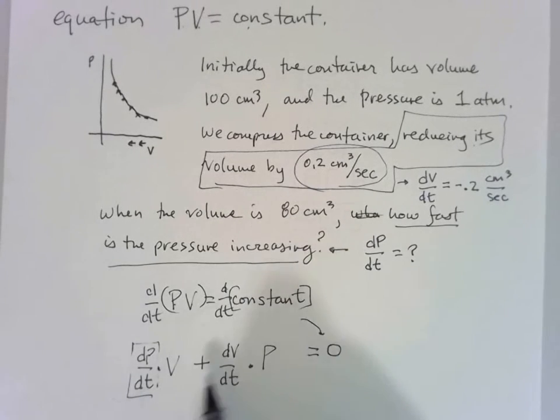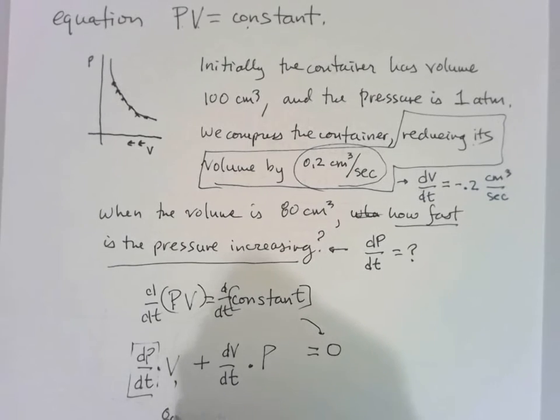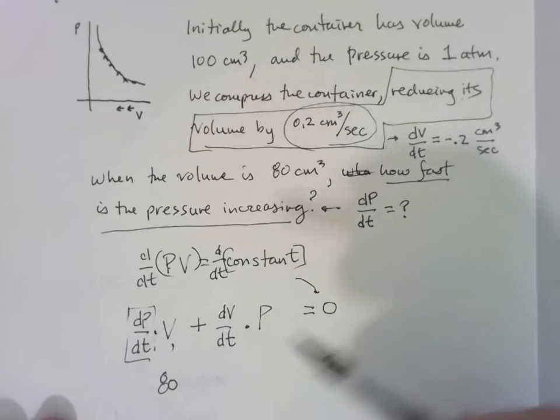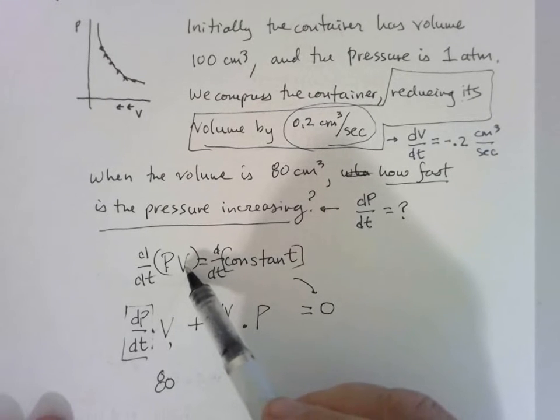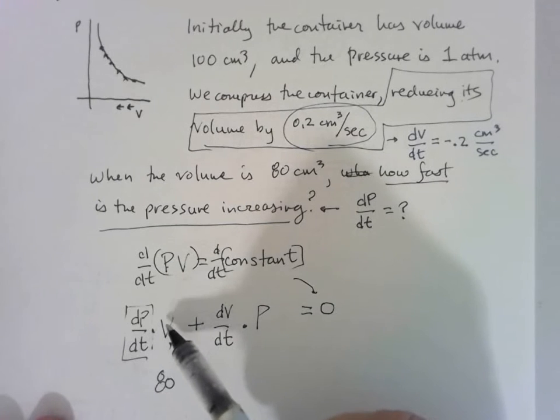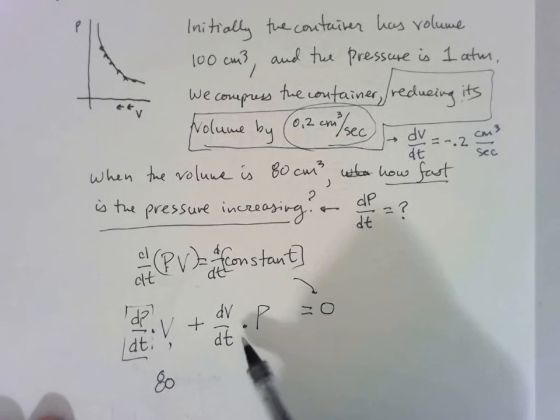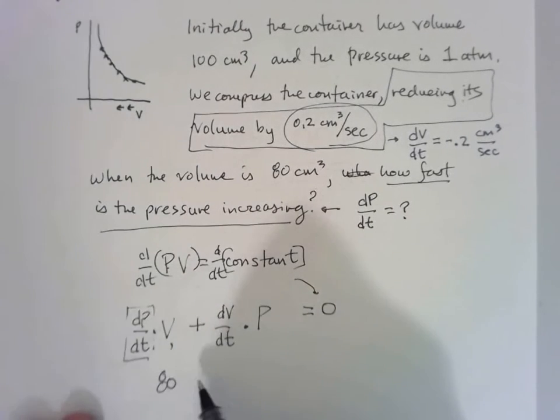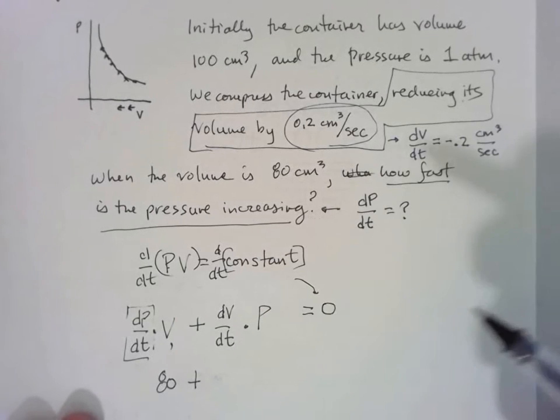When the volume is 80 cubic centimeters, I'm going to put 80 here. As a side note, I couldn't put 80 in up here, because we're treating volume as if it were constant, and its derivative wouldn't work. Volume is changing, so I'm going to have dv dt here. But after I've taken the derivatives, then I can plug in 80.